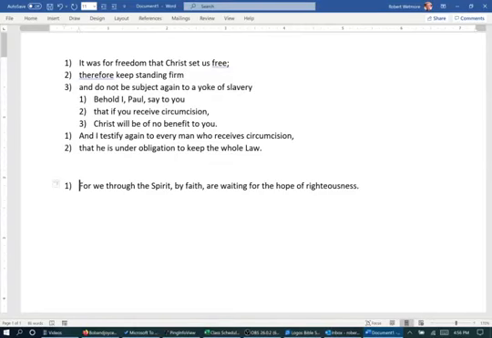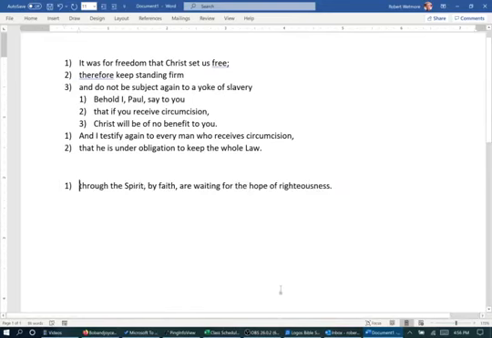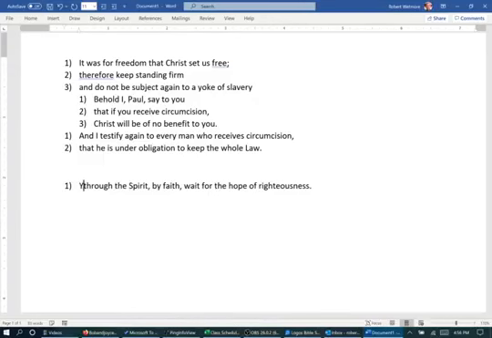Wait a minute, let's do it again. Take away the we. I'll take it away because otherwise you don't know what I'm talking about. There we go, it's gone. Through the Spirit by faith are waiting for the hope of righteousness. That makes no sense. But what if we turn it into a command. Okay, now, look at this command. Through the Spirit by faith, wait for the hope of righteousness. I'm going to change it a little bit. You Galatians. Through the Spirit by faith, wait for the hope of righteousness.